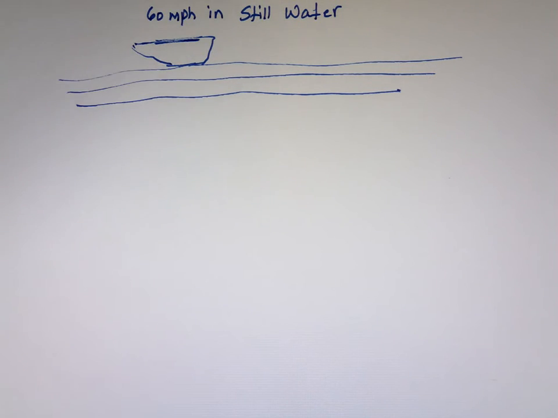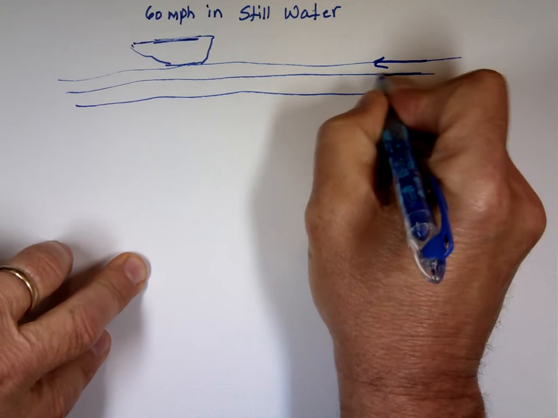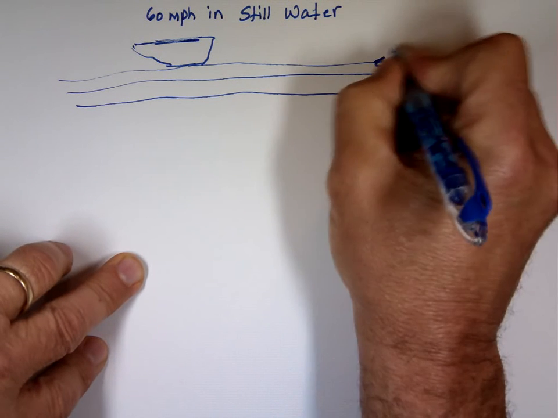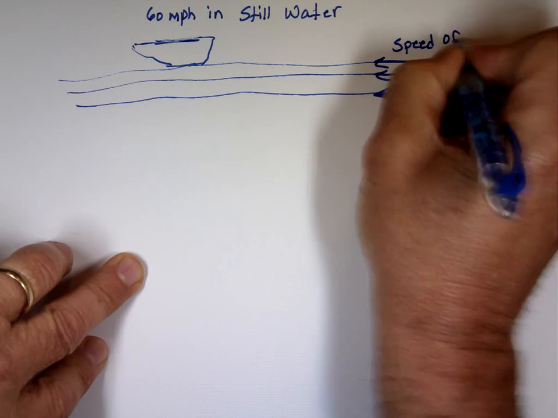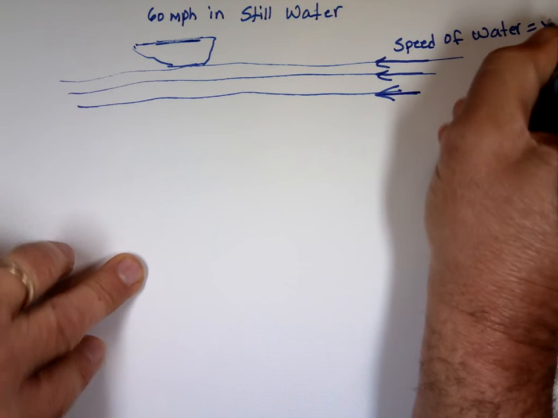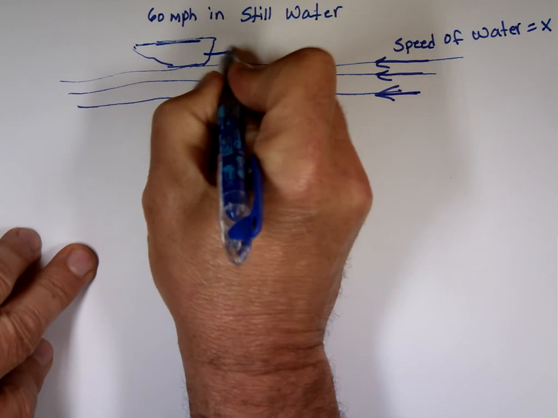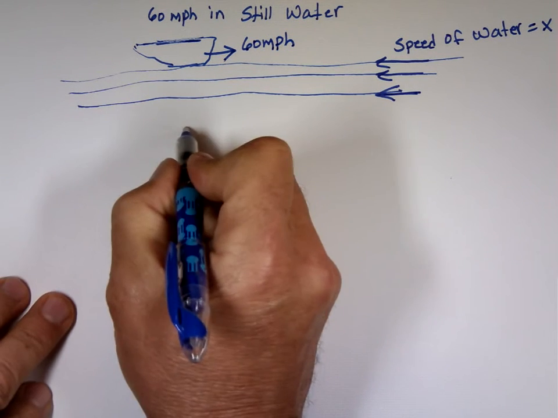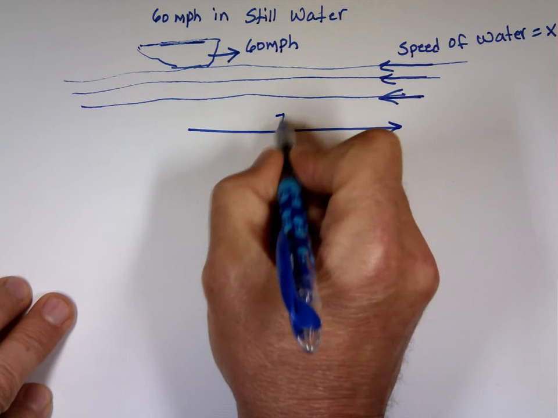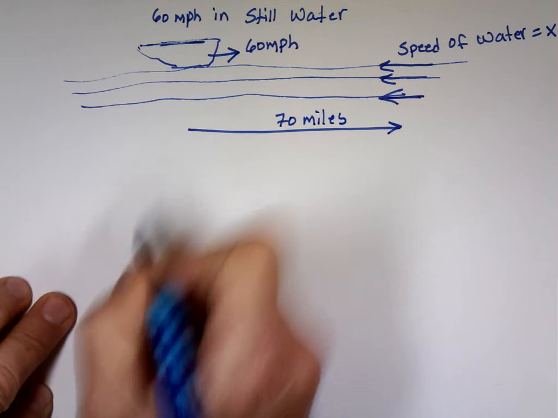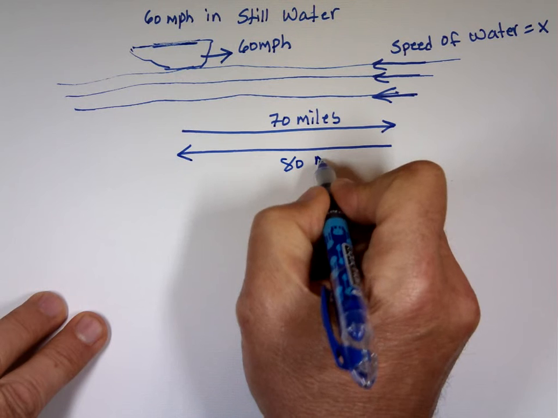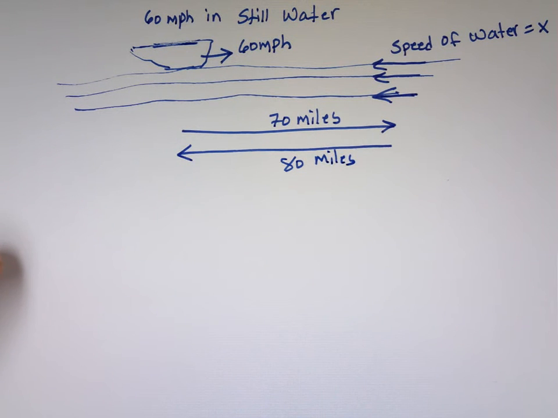The problem with that, the water is actually moving. This water is moving this way. How fast the water is moving, we have no idea. So let's call the speed of the water X. The boat is going this way, 60 miles per hour. Well, we found out that the boat, when it travels in that direction, can cover 70 miles. But if he's going this direction, in the same amount of time, it will cover 80 miles. And the question is, what is the speed of the water? What is X?